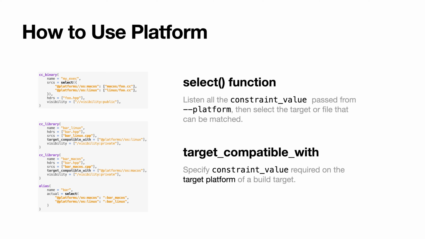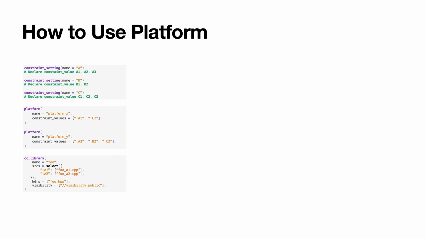You can also specify the target compatible with field with the constraint values that are required on the target platform for this build target. Let's have a real example for better understanding. I define 3 constraint settings A, B, C, and each of them has a few constraint values. The target to be built selects the C++ files based on A1 or A2, and the platform X is a collection of A1 and C2.